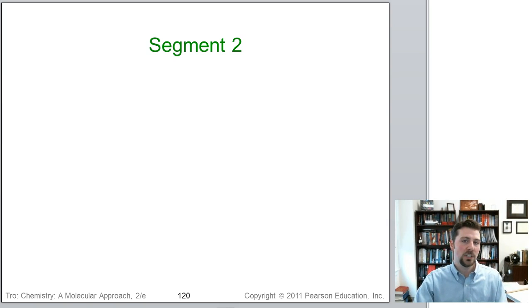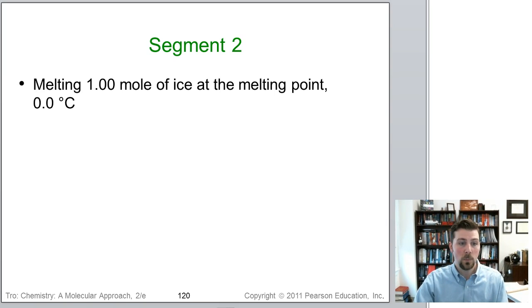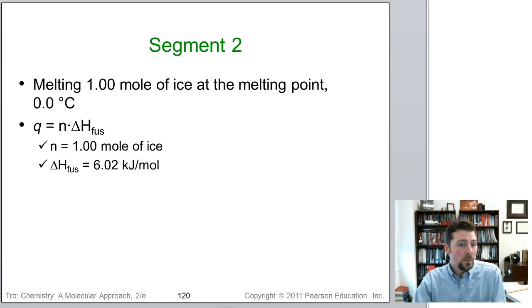Segment 2 is where we're actually going to melt the sample of ice, the 1 mole sample. The whole time it's going to remain at a temperature of 0 degrees C as we add more and more heat. So how much heat is needed to melt the whole sample? Well, in this case, remember, I can look up the delta H of fusion, which is a number given to me in kilojoules per mole.